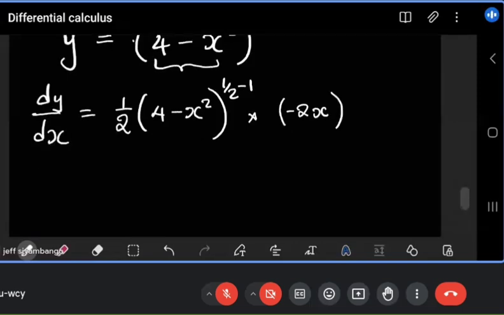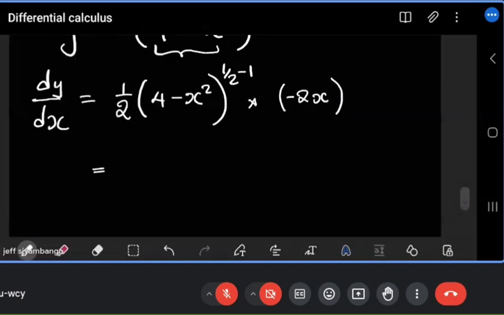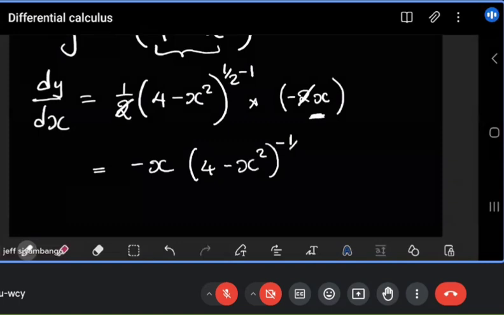Now I'll just simplify this. The half here and the 2 here will cancel, so that now I have just negative x from this one here. And then here I still have 4 minus x squared. But the power, half minus 1, will remain as minus half.